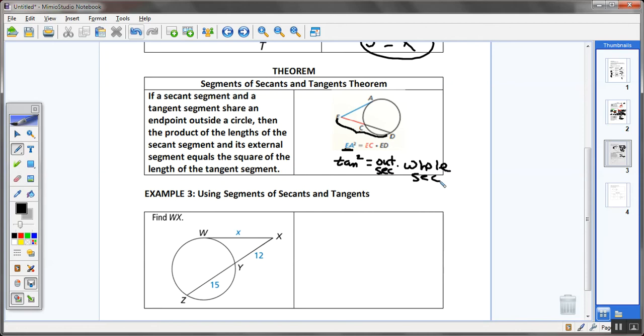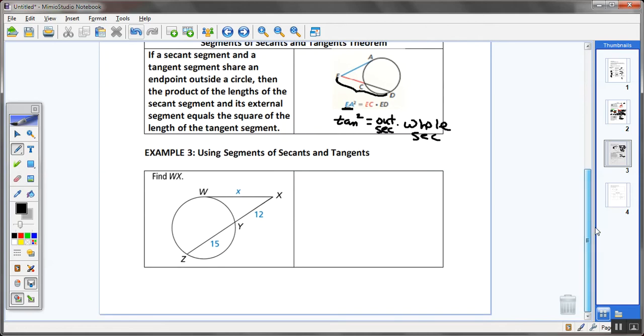So as I look at number 3, here's what I have. It says find WX. Kids, WX is simply my tangent one. Okay? So what we say here is x squared is going to equal the secant part, which is outside, 12, times the whole secant here of 27.